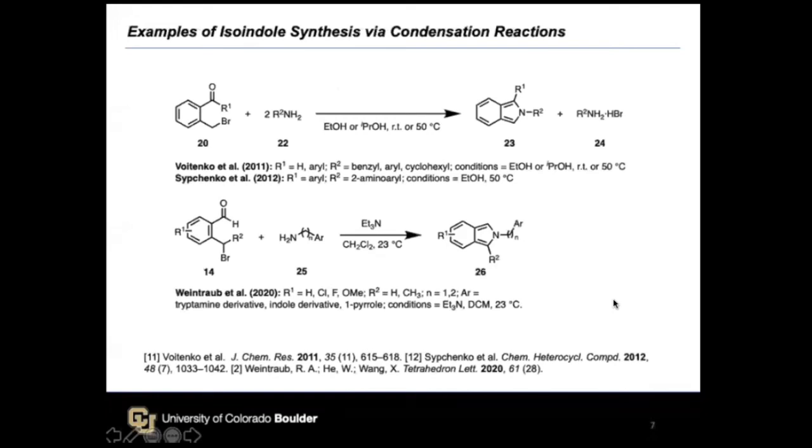Some recent examples of these types of reactions can be seen here. And if you'll notice, this is also how we prepared isoindoles. Our approach is very similar to those of Voitenko and Sievchenko, with the key difference being that they used 2 equivalents of the primary amine. The reason they did this is because one will act as a base and deprotonate the iminium intermediate that I just showed you to form the isoindole.